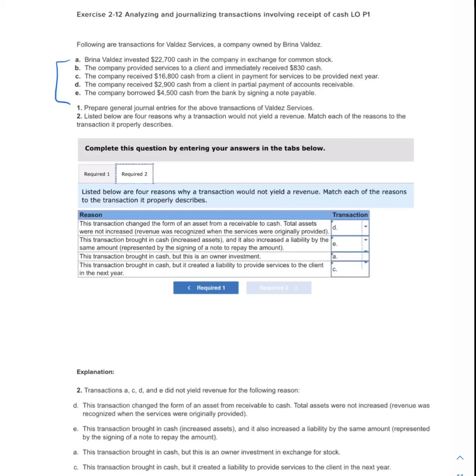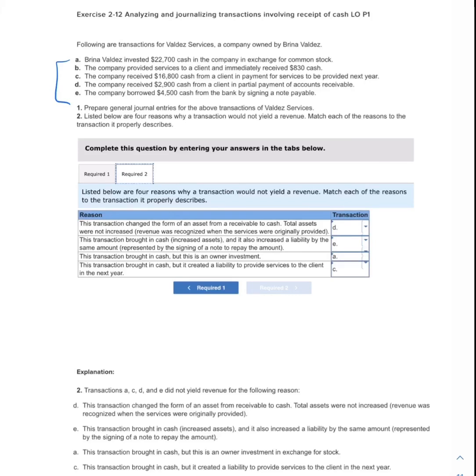Now the next one says the transaction brought in cash and increased assets, but also increased a liability by the same amount. If you read through these, you'll see that that is letter E. So in this case, you're going to see a debit to cash and a credit to notes payable. So that handles number 2. Third one, transaction brought in cash, but as an owner investment. That's going to be letter A, where we're exchanging cash for common stock.